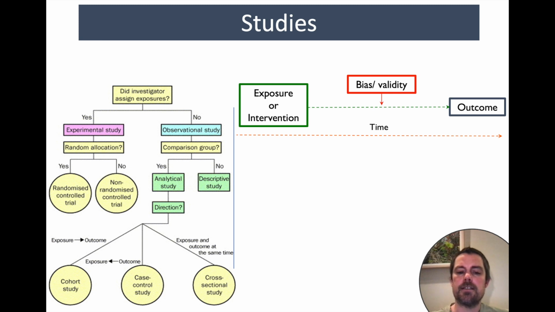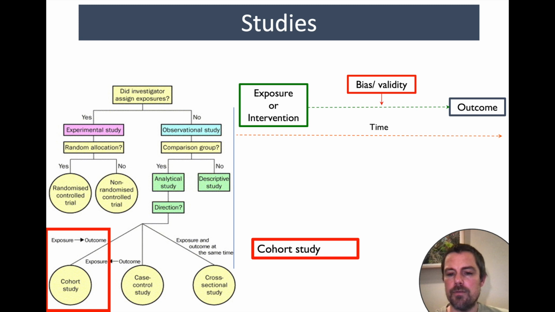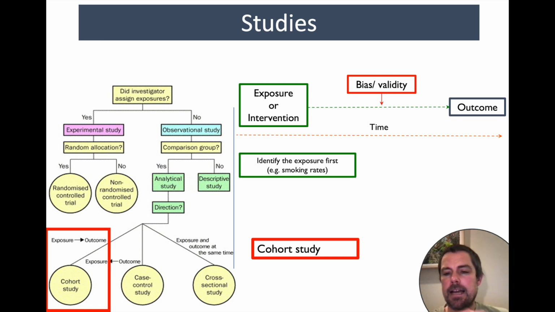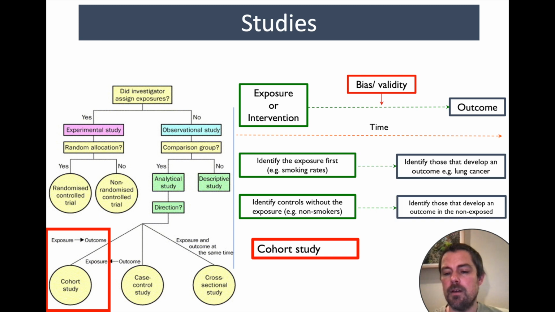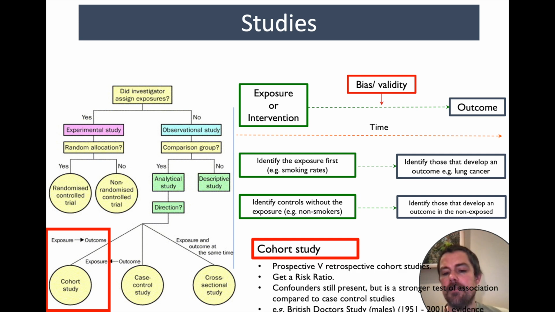The researchers decided, okay, well look, if you really want to believe this association, we'll get thousands of people and we'll follow them up over time. And we'll look at people who have the exposure, smokers. We'll look at those who don't smoke, so they're controls, non-exposed. And over time, we wait for the outcome to happen, lung cancer, in both groups, and we get a risk, and that's called a risk ratio.